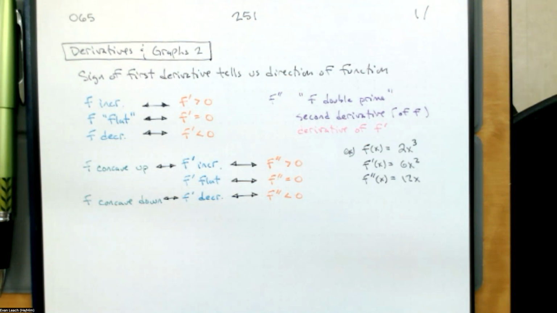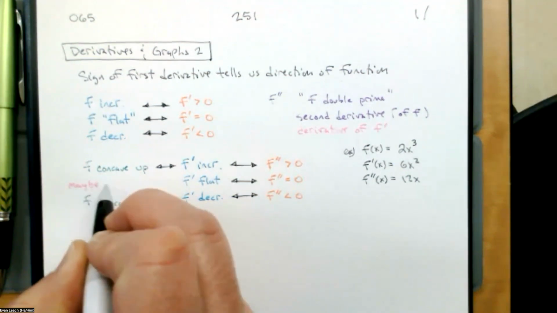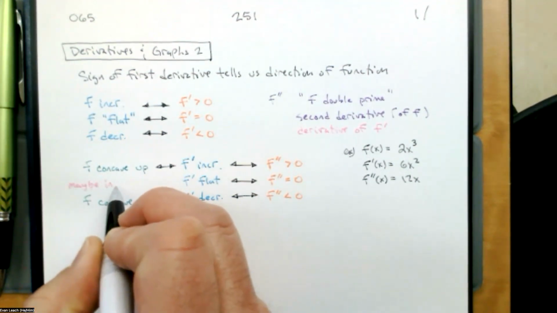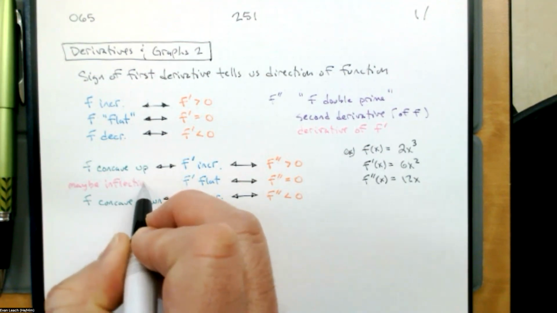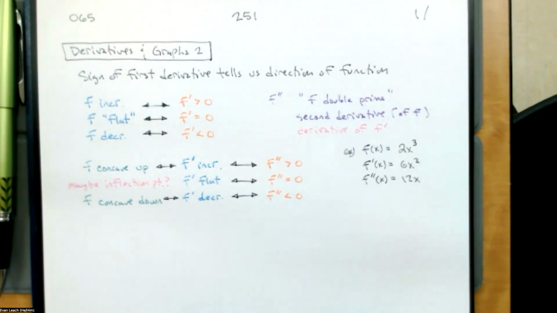Notice that we left off at the line in the middle where the second derivative is equal to 0. That is, the first derivative is flat. This is where we find there might be an inflection point. Maybe inflection point. And I haven't defined what an inflection point is. An inflection point is a place where a function is changing concavity.